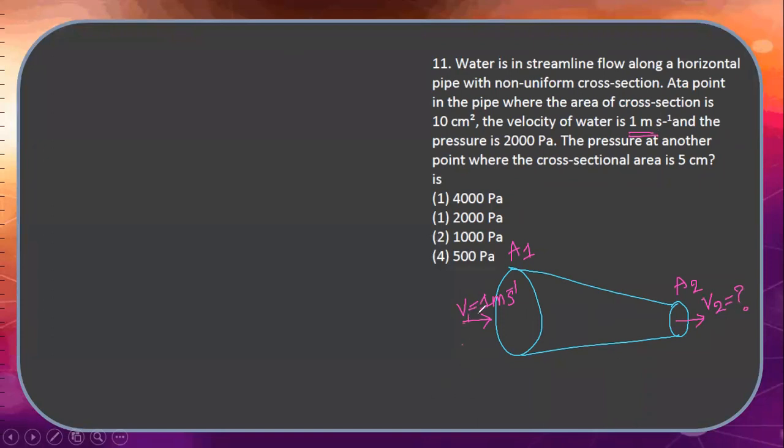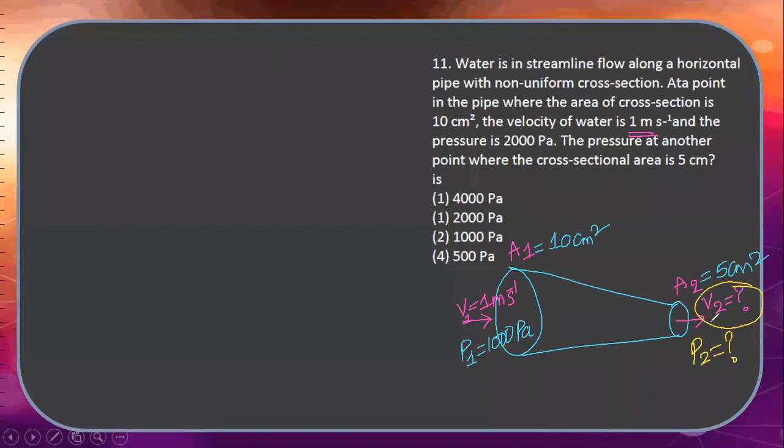Pressure at the first end is given, 2000 pascals. Area of cross section A1 is 10 centimeters square. A2 is given as 5 centimeters square. This is the data. From this, we have to calculate first the velocity at the second cross-sectional area and the pressure at the second cross-sectional area.